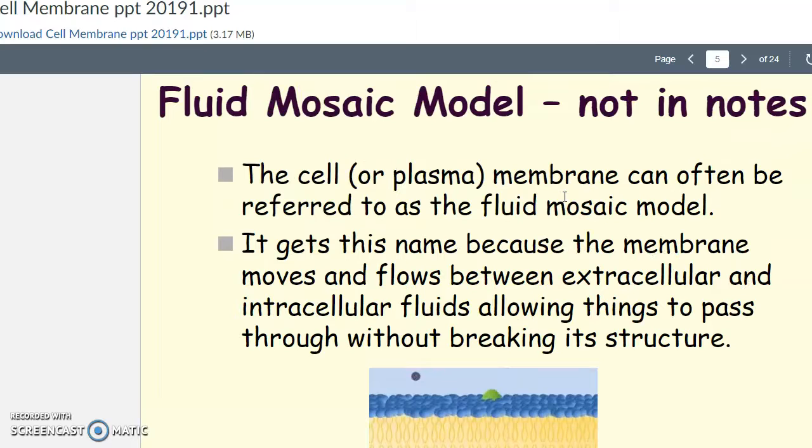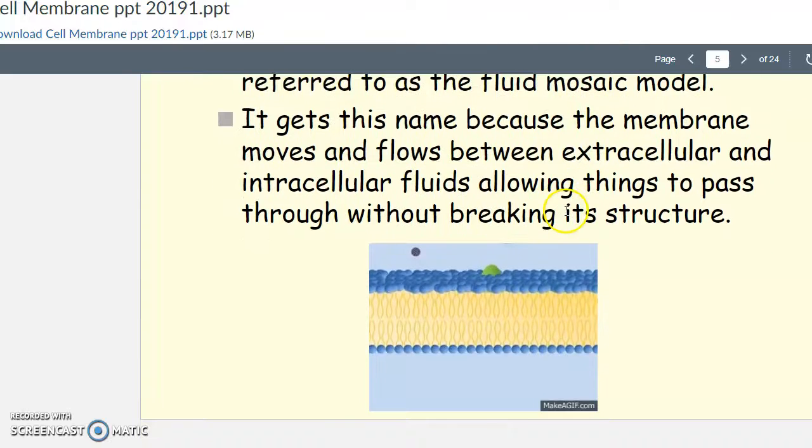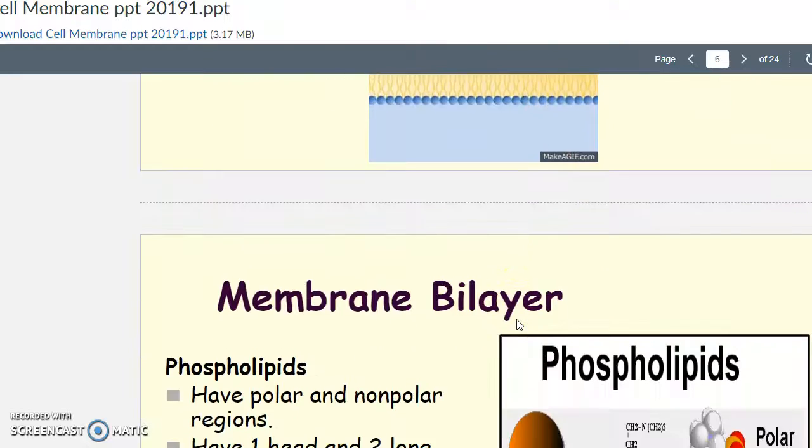So the fluid mosaic model is what the cell membrane is often referred to as. It gets its name because the membrane moves and flows between extracellular and intracellular fluids, allowing things to pass through it. So extracellular being the outside, intracellular being the inside, and things are able to flow through it.